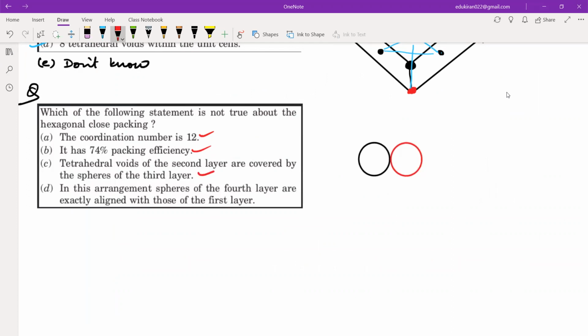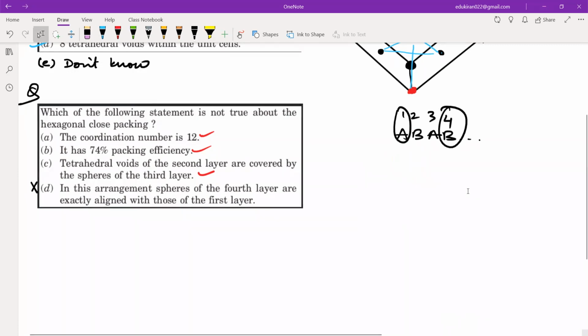Now in this arrangement, the spheres of the fourth layer are exactly aligned with those of the first layer. So this is not going to be true, I think, because we will have AB, AB. AB type of structure is there in HCP, that is in 3D. So this is 1, 2, 3, 4. The fourth layer is B and the first layer is A. So yes, this is wrong. Got it? Yes or no? Tell me. Yes, sir.